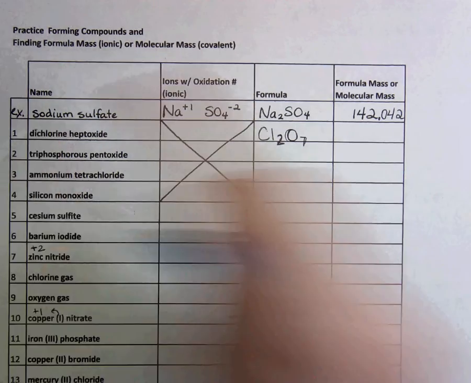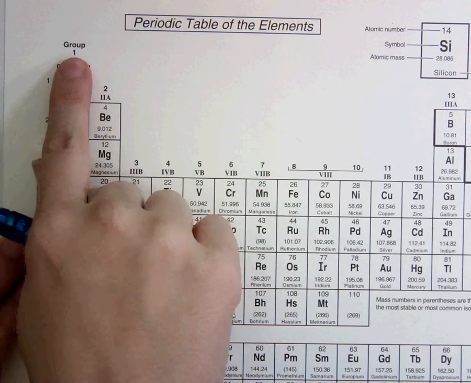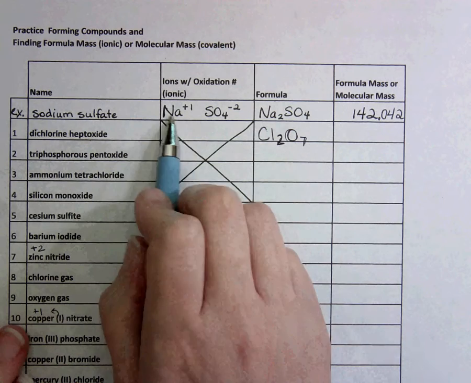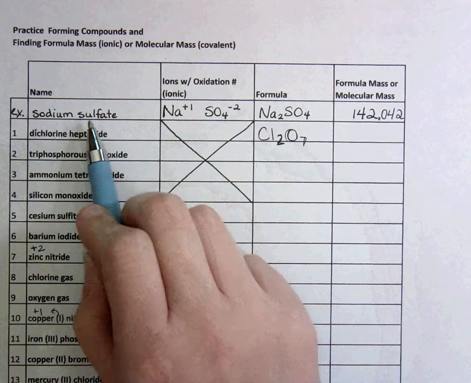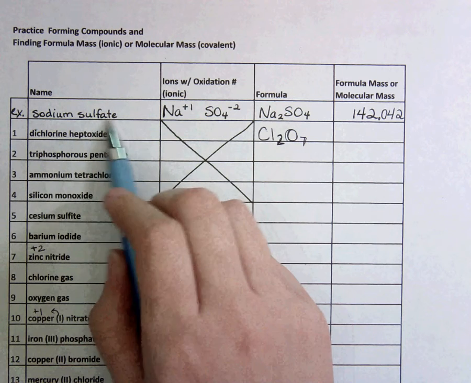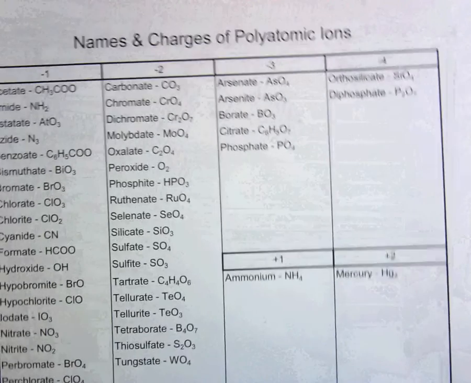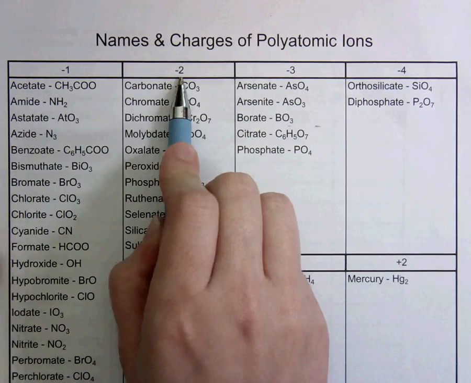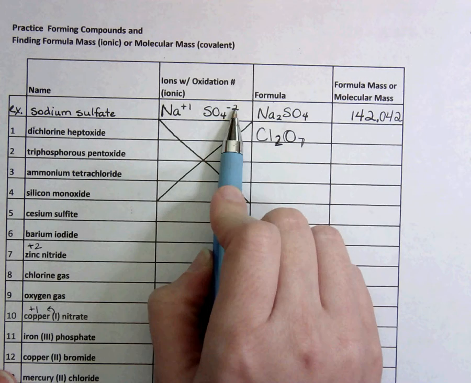for. So this one starts out with sodium, so I look up sodium on my periodic table. It's Na. Since it's in group 1, it'll have a +1 charge. So I write down Na for sodium and +1 as its oxidation number. Then I find sulfate. Remember, an ate or an ite ending means that I'm going to find it on my polyatomic ion chart. So here's sulfate, SO4, and it has a -2 charge. So I write down SO4 with a -2 charge.